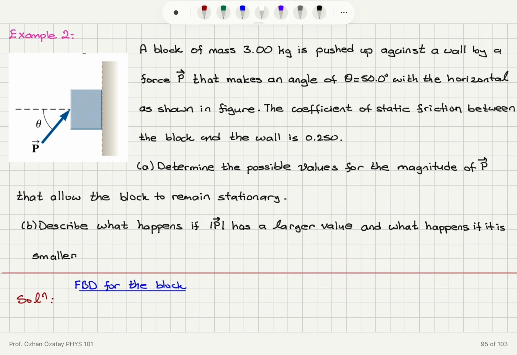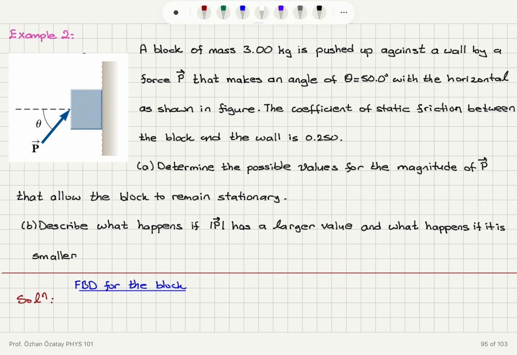So let's start with a free body diagram of this block. Here is our x-axis, here is our y-axis, and I'm going to look at two scenarios here for the static friction. Let's start with the first scenario. We don't know the direction of static friction. All we know is it's parallel to the surface.